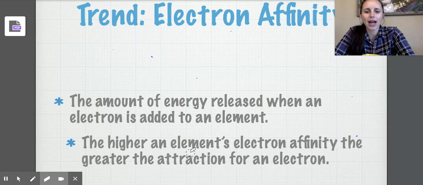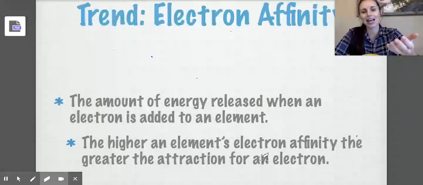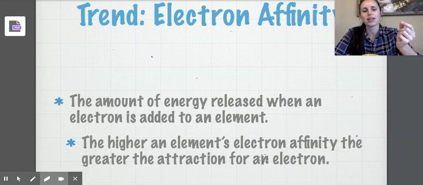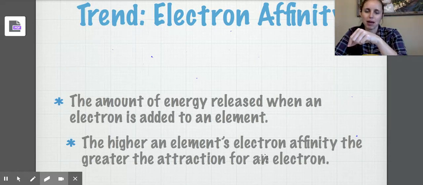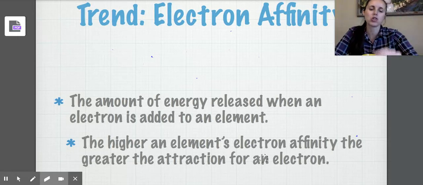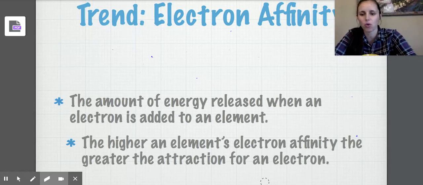The higher an element's electron affinity, the greater the attraction for an electron. So if something's got a really high electron affinity, that means it's going to release a lot of energy when I add it back on. That means it took a lot of energy to pull it back off. So a high electron affinity means that it's got a really high attraction for electrons.